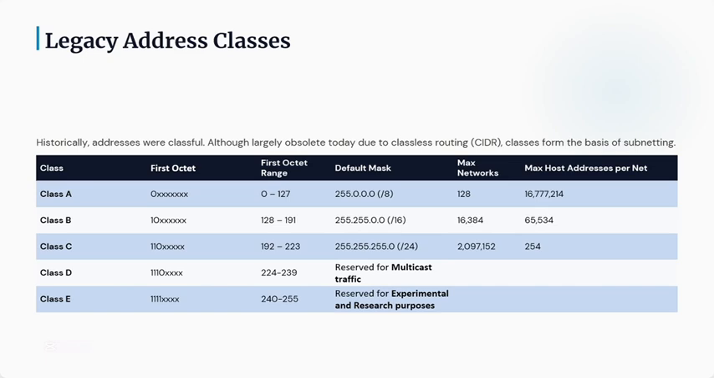Class D spans from 224 to 239 in the first octet. This entire block is strictly reserved for multicast traffic. Finally, Class E spans from 240 all the way to the absolute limit of 255. This block is completely closed off and reserved for experimental and research purposes.